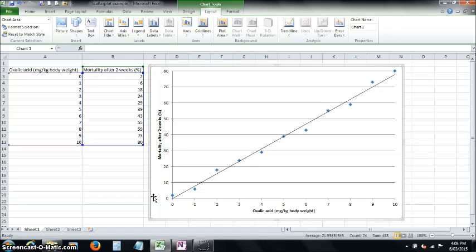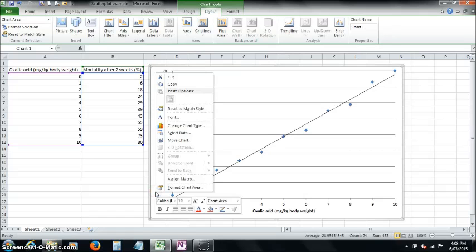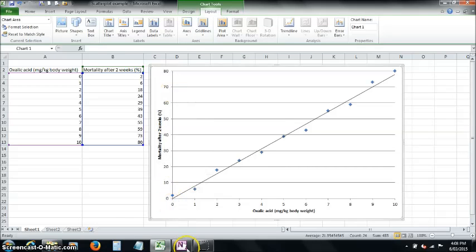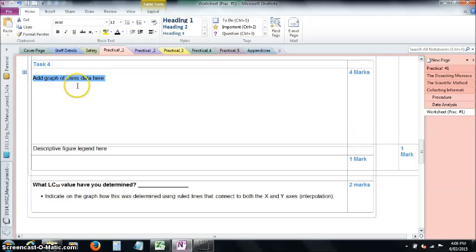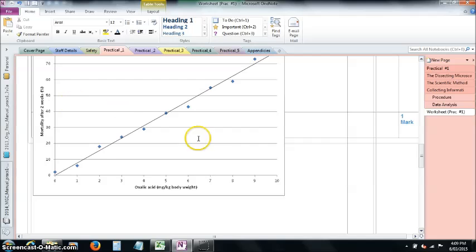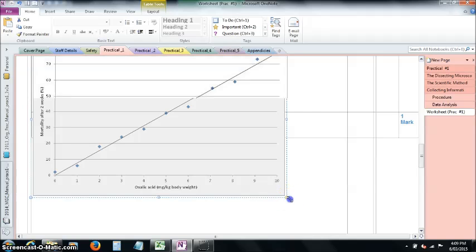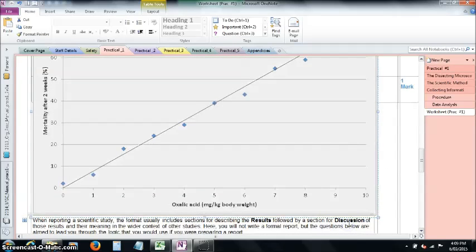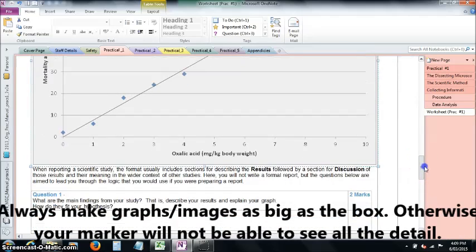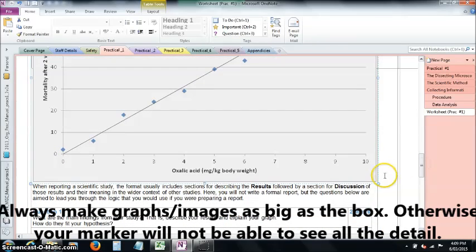Now that's looking good, you want to get it into OneNote. The way to do this easily is to right click on the graph, copy, go over to OneNote. I've already got it open. This is where we're going to be adding it. Just highlight that and then right click, paste, and in goes your graph. Now the next thing you want to do is make this nice and wide so your markers can see the detail. So it's as wide as the boxes that you've got here.